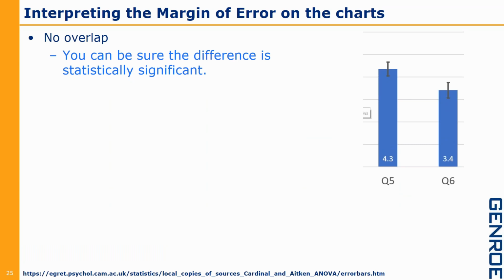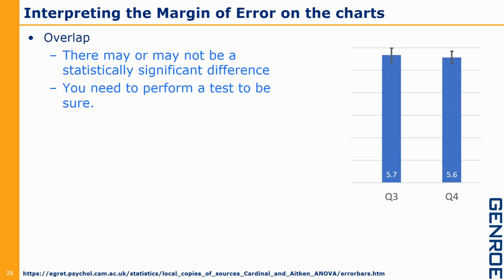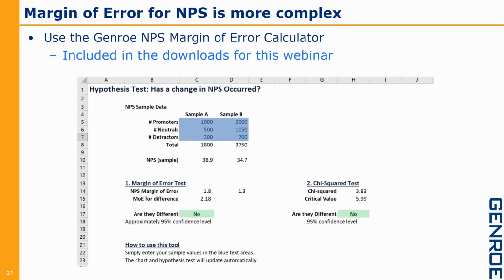So just a couple of quick slides on interpreting that margin of error. So you remember this is our 95% confidence interval. So if there's no overlap, you can be sure the difference is statistically significant. So between questions 4 and question 5, it's a real change. If they overlap, then you have to go a little bit further. You actually have to do a test, because you can't be sure because they're overlapping. They might be different, they might not be statistically different. So you have to go along and do a test.